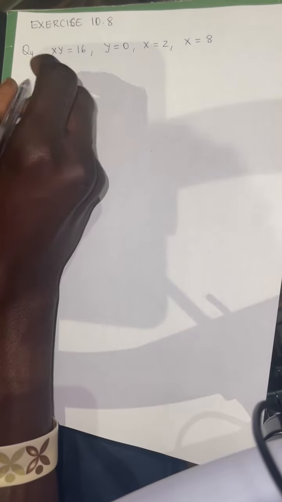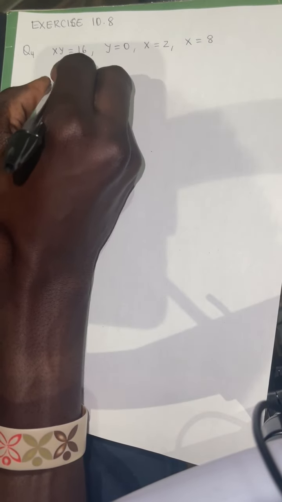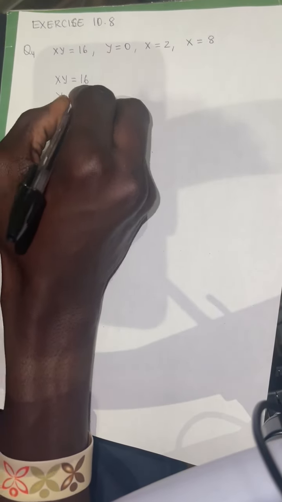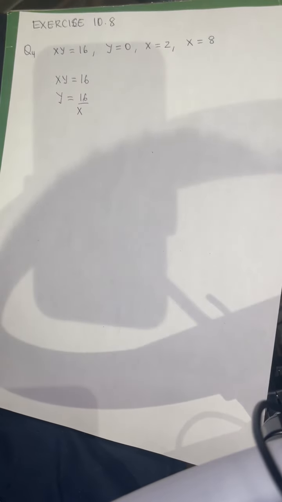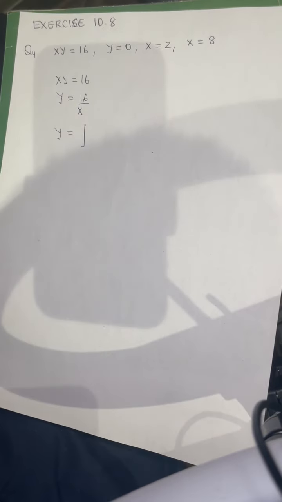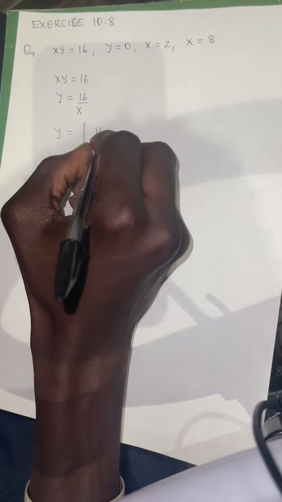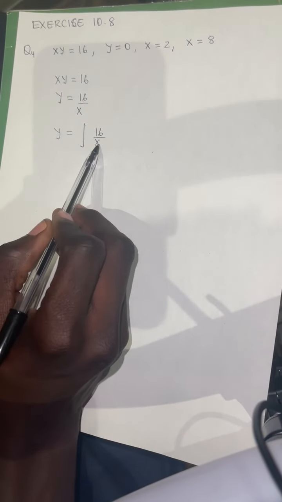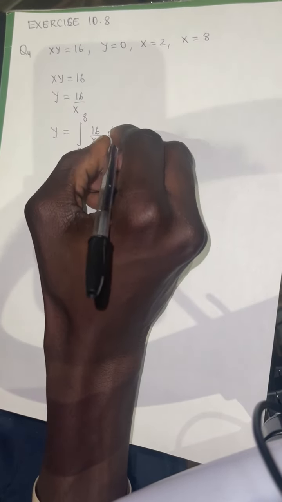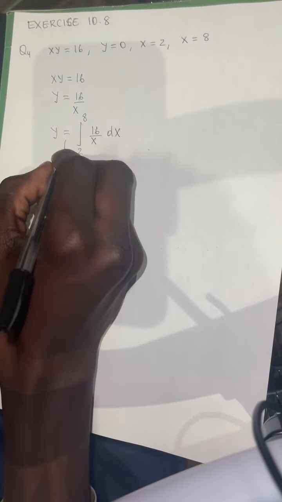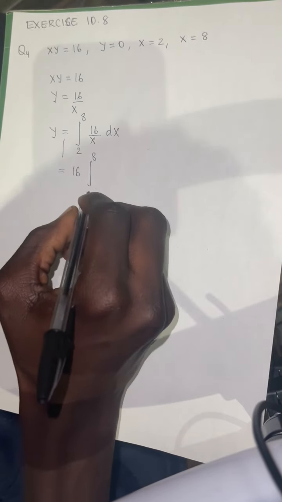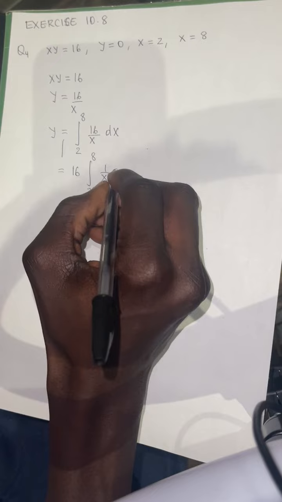So first we're going to have xy equal to 16, and then I solve for y. So y is just going to give us 16 over x. So now, to solve this, the area is the integration of 16 over x. And what is the limit when we are doing it about x? The limits are 8 and 2, and then dx. So this is our integration. We know that 16 is a constant, so it's going to go out. We're just going to be left with the integral from 2 to 8 of 1 over x dx.